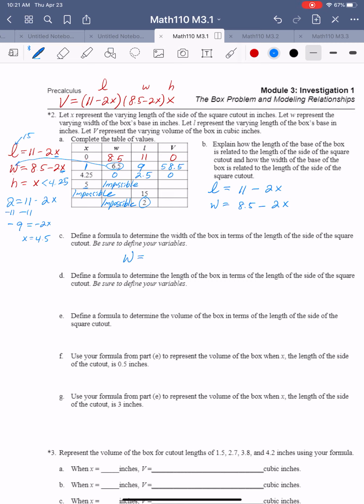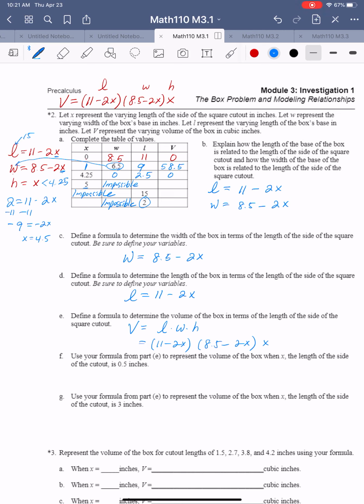So the width is going to be 8.5 minus 2x. And then define the formula for the length of the box, which is going to be 11 minus 2x. And define the formula for the volume of the box. The volume is going to be length times width times height, which is the length, 11 minus 2x, times 8.5 minus 2x, and the height I call x.